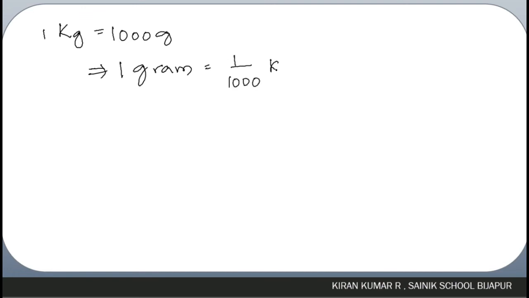In some cases, there will be measurement in terms of kilograms. In 1 kilogram, there is 1000 gram. So 1 gram will be equal to 1 by 1000 kilogram.